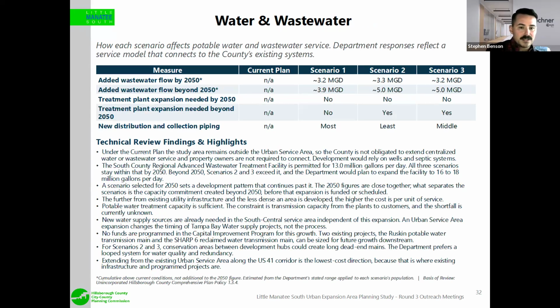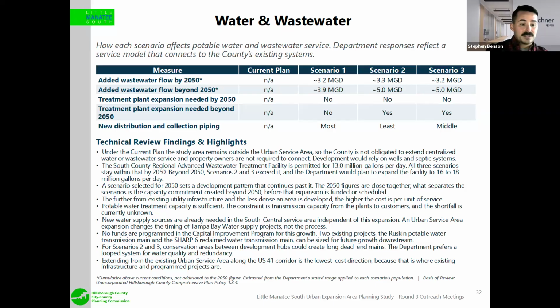Water and wastewater, significant information was provided from water and wastewater. Under the current plan, the study area remains, of course, outside the urban service area, so the county is not obligated to extend central water or wastewater service, and as a result, property owners are not required to connect. Development under the current plan would continue to rely on wells and septic systems primarily.